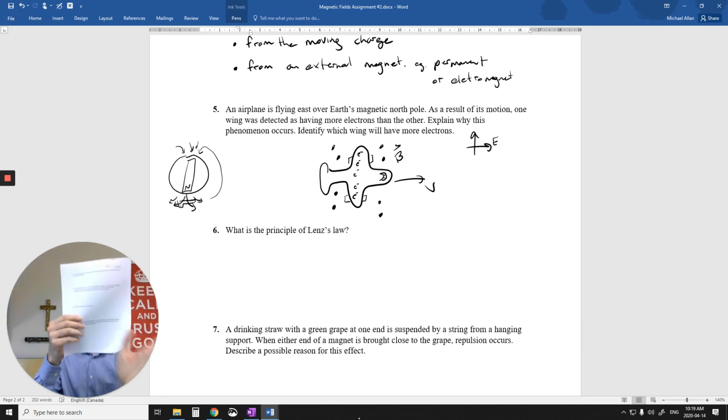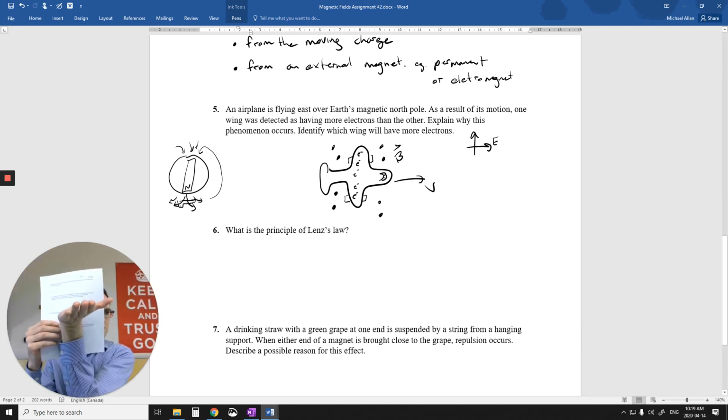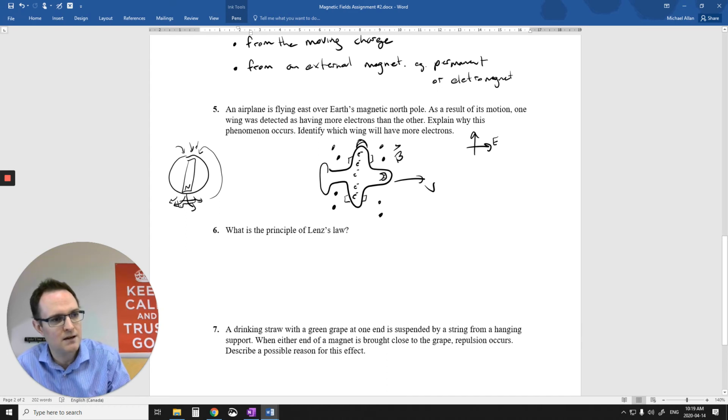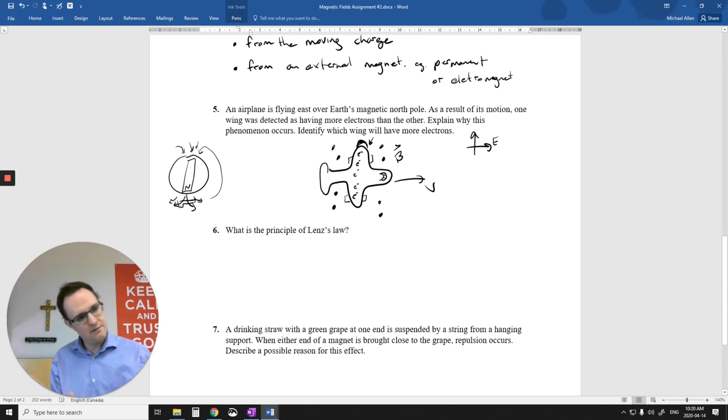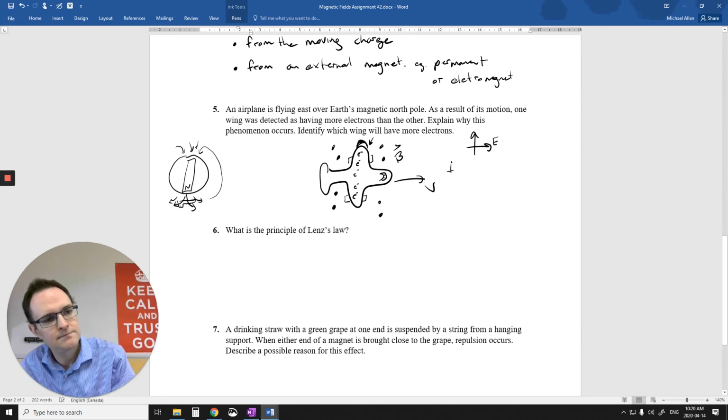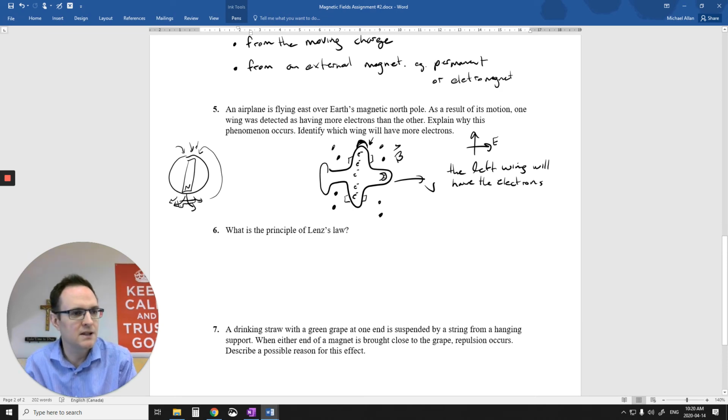So let's take this out again. Out of the page, that direction, palm is upwards. So all these electrons are going to be forced upwards to this top wing. All right, so this wing here. From the perspective of the pilot, that is the left wing. Okay, that's a weird sentence. The left wing will have the electrons.